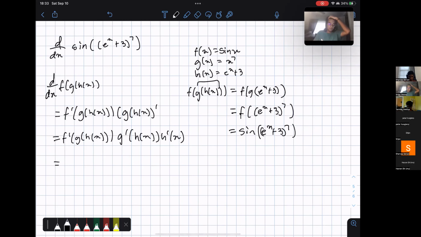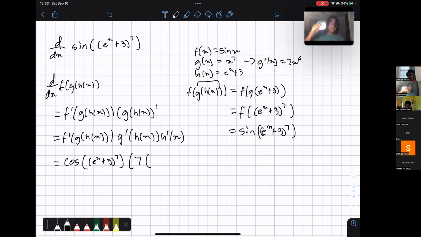And so this is equal to, let's see, our f is sine of x. So the derivative of sine of x is just cosine of x. So we have cosine of g of h of x. g of h of x is this e to the x plus 3 to the 7th. So we have cosine of e to the x plus 3 to the 7th, times g prime of x. Our g of x is x to the 7th. And so if we take the derivative of x to the 7th, you just bring the 7 down and subtract 1 from the exponent. So that's 7 times x to the 6th, but you're plugging in h of x here.